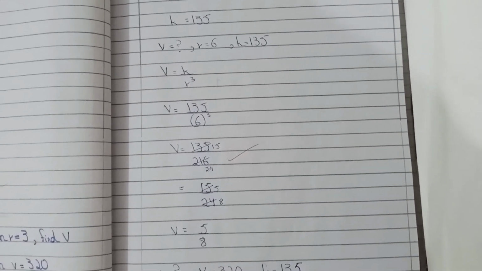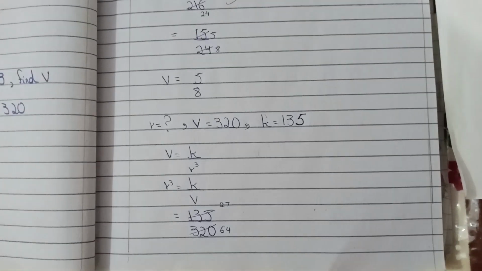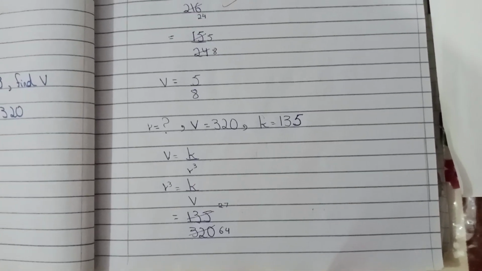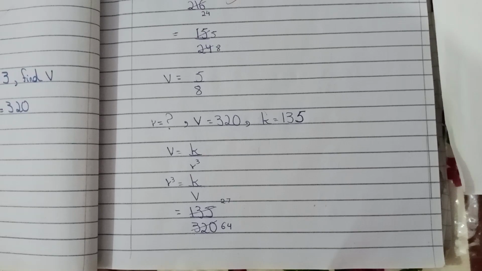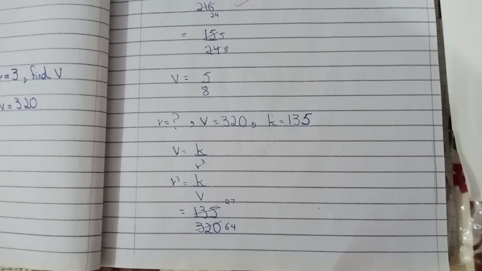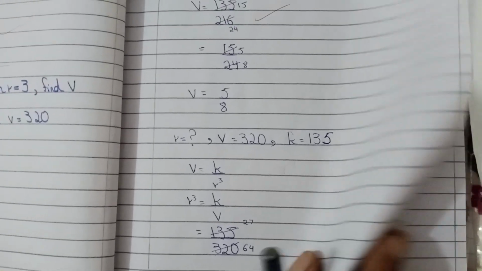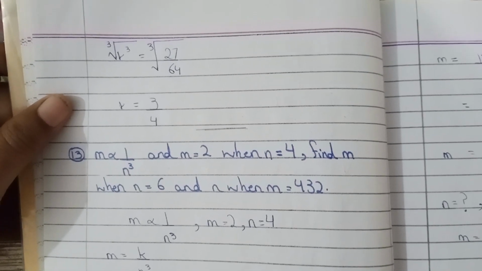And in the next part, k is calculated already, 135, v is 320, and r is unknown. By putting these values in the equation, or you can exchange r cube with v, we have got k over v is equal to r cube. By putting the values and doing the cancellation, we have got 27 over 64. Then we have to take the cube root. We have got 3 by 4. Next question.